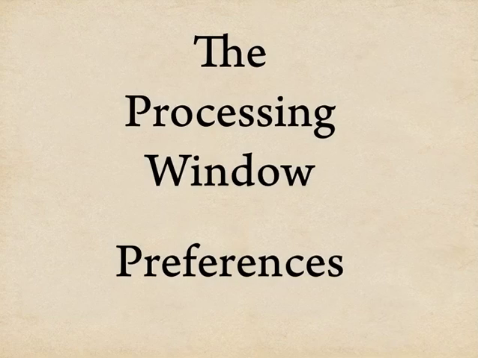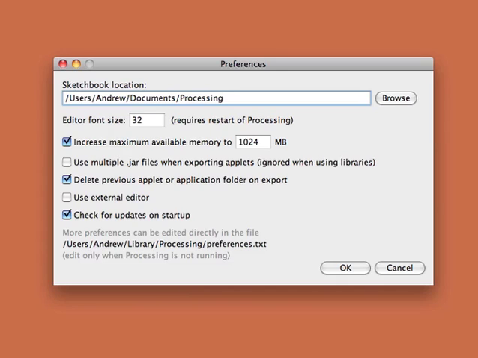Like most programs, Processing offers you a window full of preferences, so you can adjust how it works to your taste. Let's take a look at a few of the most important preferences. Here's the Preferences window. You get this by going up to the menu bar, clicking on Processing, and choosing Preferences. There are really only 4 things I want to talk about here.